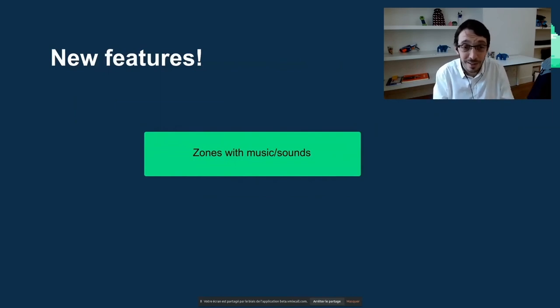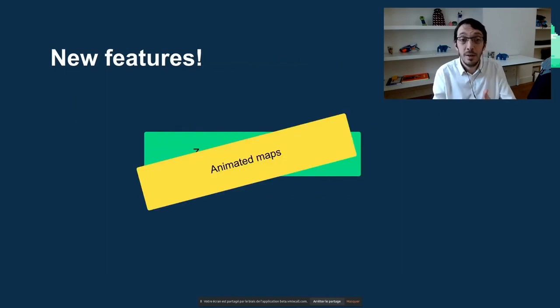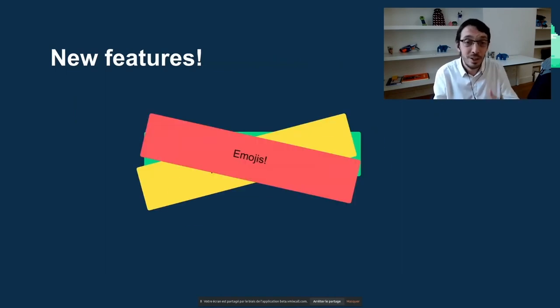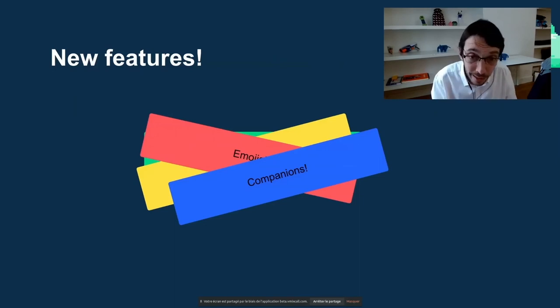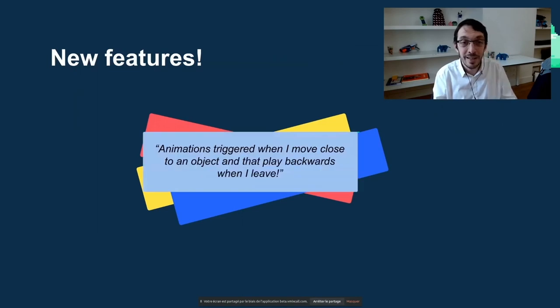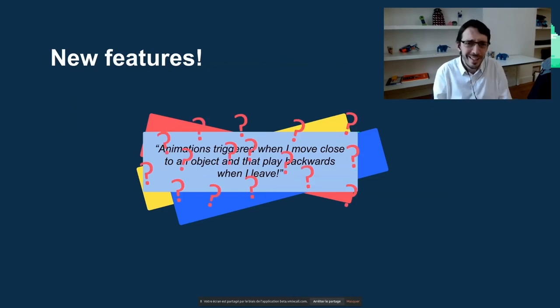We had a ton of new features. People provided us with zones where you could play sounds or music, animations on maps, emojis, companions. Cats and dogs are cool, and they have actually been implemented not by me at all, but by the community at large. And someday, some guy came and said, "Hey, look, I've got this excellent pull request, and it allows you to play animations when you get near an object, and the animation can optionally play backwards." And I was like, "What?"